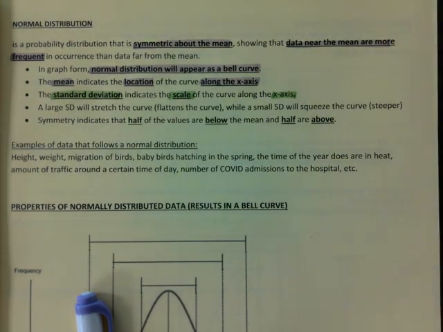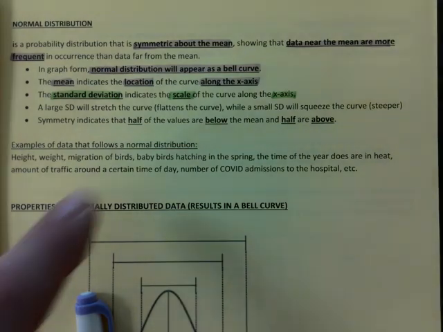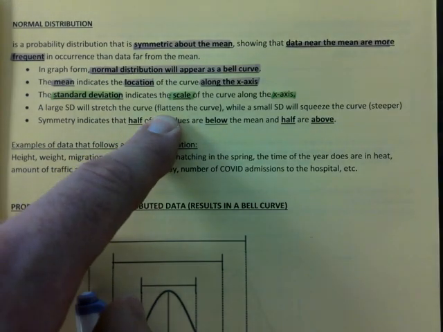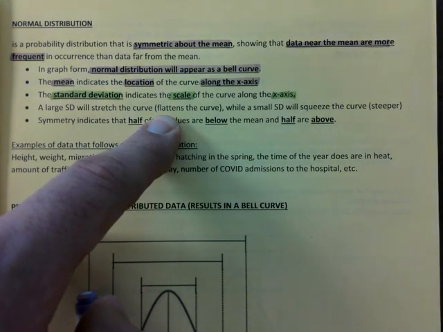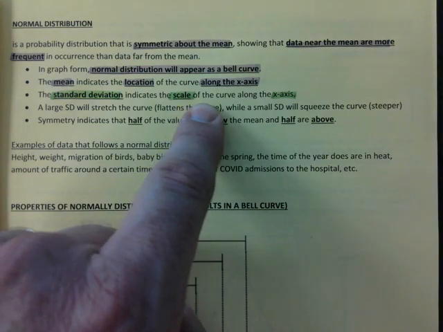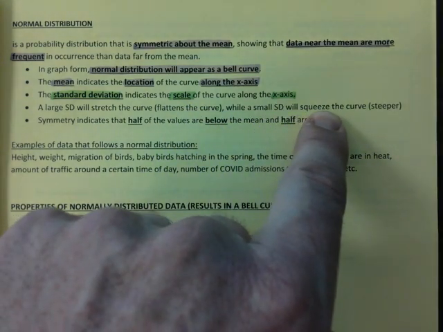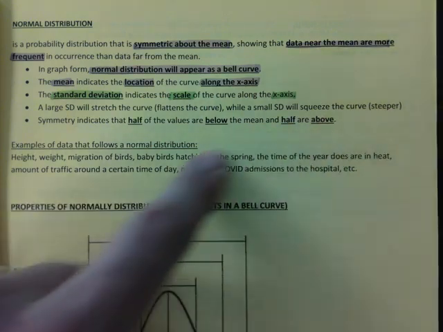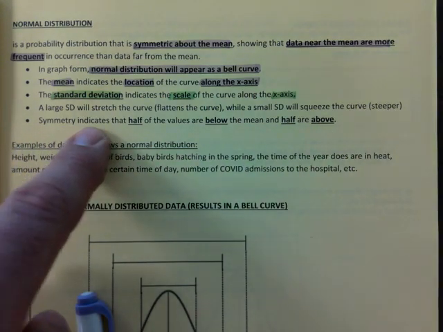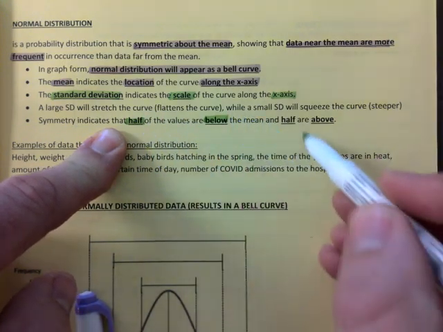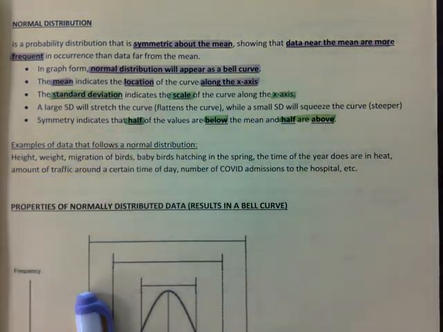How so? A large standard deviation will stretch the curve. This is exactly the same as way back when I introduced standard deviation, that one page that talks about standard deviation, right? So nothing new here. A small standard deviation will squeeze the curve and it will be a steeper curve. We'll continue. Symmetry indicates that half of the values are below, and half are above. No news there.